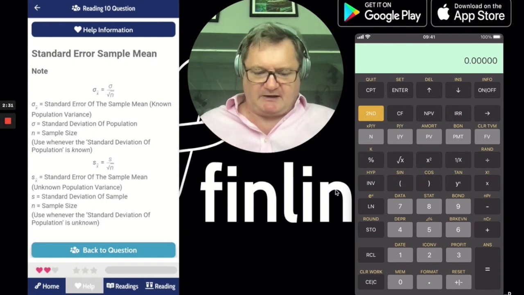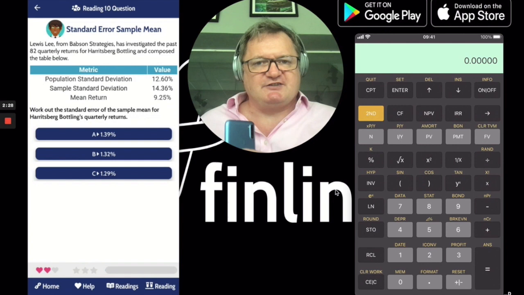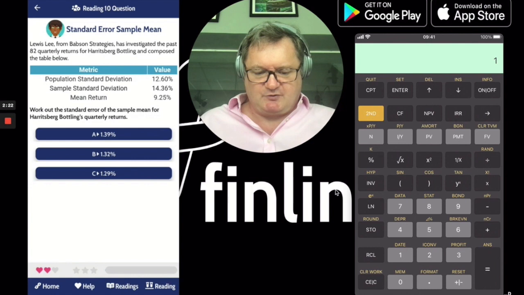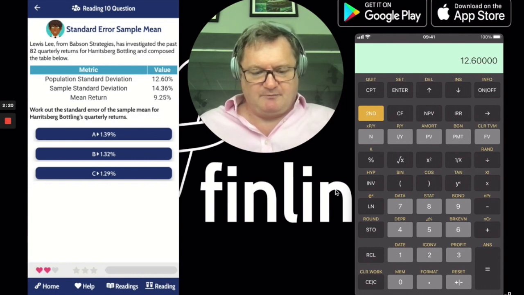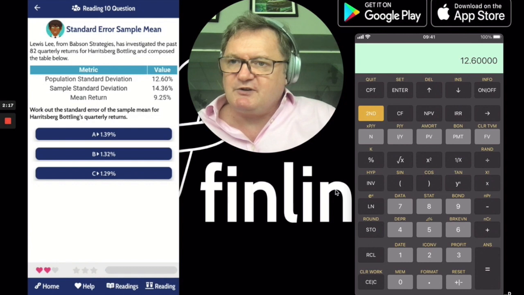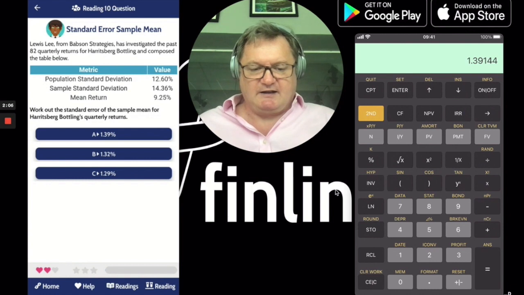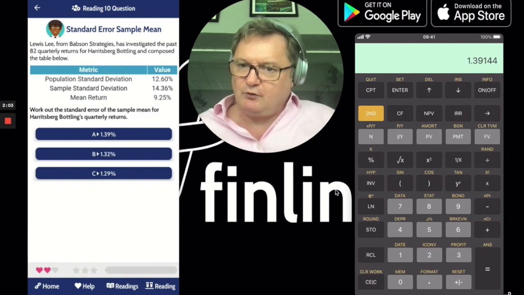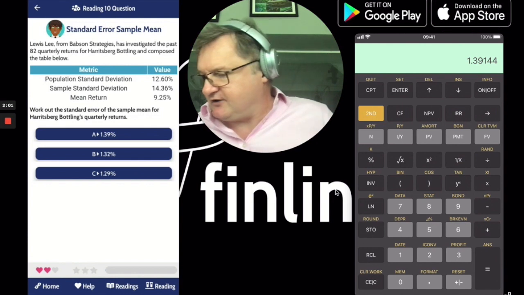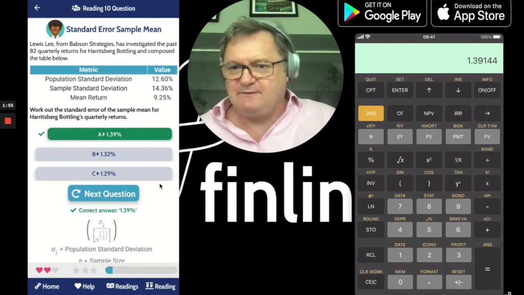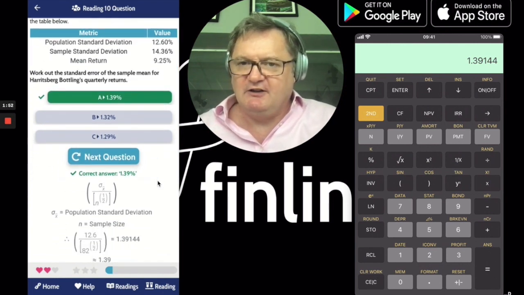So let's get back to the question. We have the population standard deviation. Brilliant. So let's put that into that equation that we just saw. So that's going to be 12.6, and then we divide that by brackets, and the magic number here for Lewis is 82. Let me just put that in again, 82, and we're going to square root that and close the brackets, and that equals 1.3914. I think the only answer close to that is A, so let me just press A. Yes, we got it. And there's some explanation for you as well, how to answer the particular question.